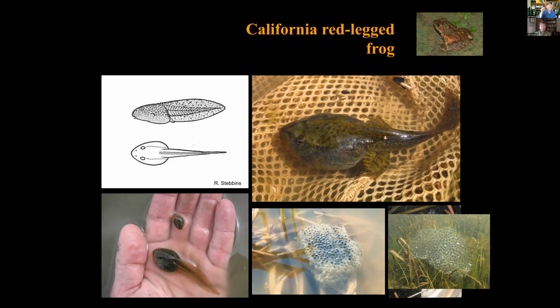And I want you to get the word terrestrial and frogs associated together, because our native frogs are not aquatic frogs. They're terrestrial frogs. They mostly come to water to breathe. So that's their association with water, is they have a life stage that's obligated to water, but the adults are terrestrial.